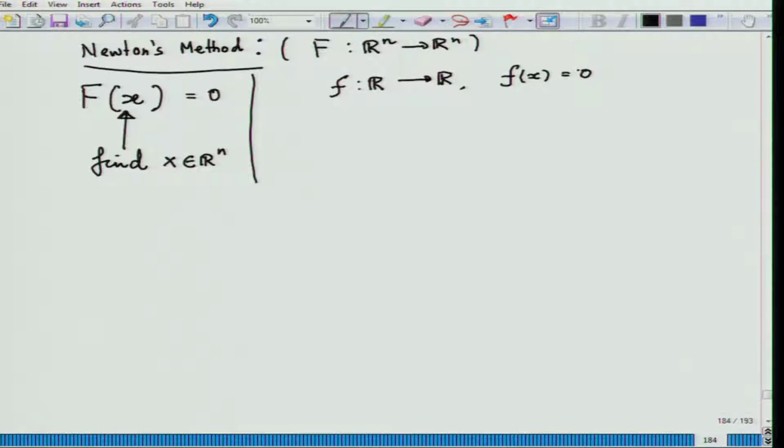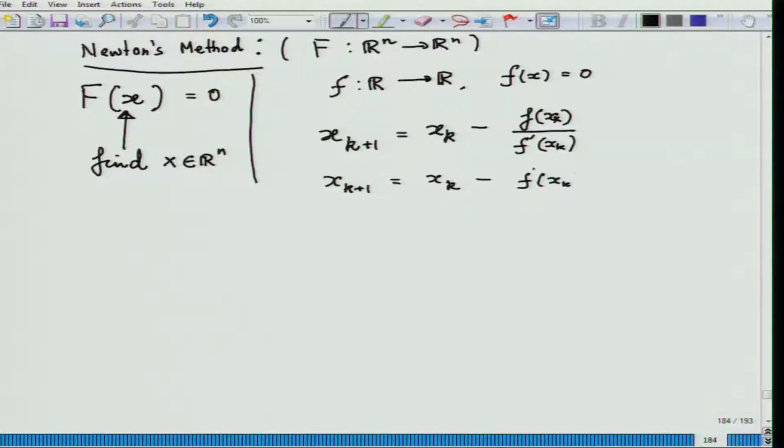If you take up your calculus books, you will see that this Newton method works on an iteration scheme given as follows. The k plus 1th iteration is given in terms of the kth iteration as x k plus 1 equals x k minus f x k by f dash x k. So, I can write it a bit more cautiously: x k minus f dash x k inverse, that is to the power minus 1, into f x k.